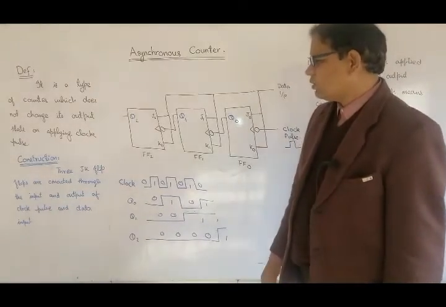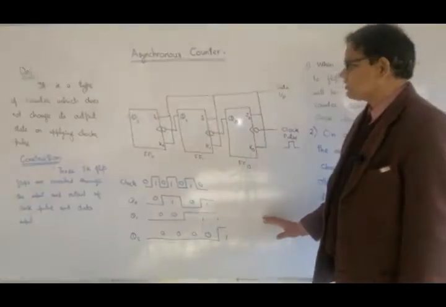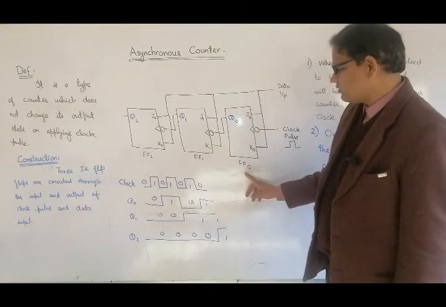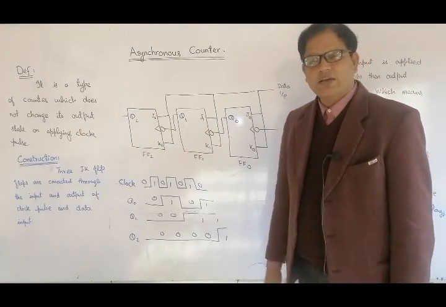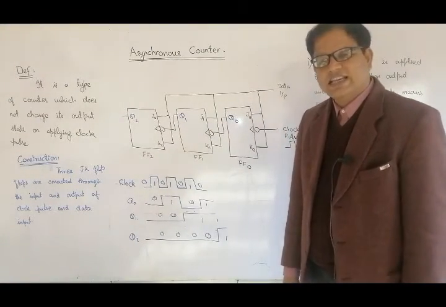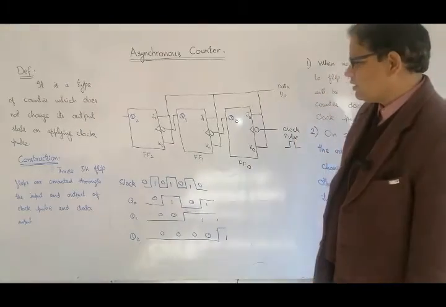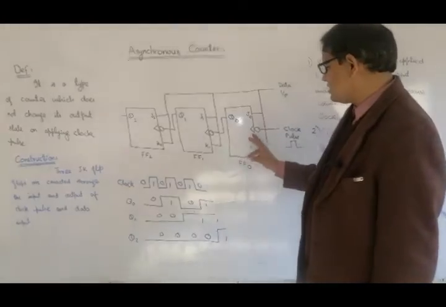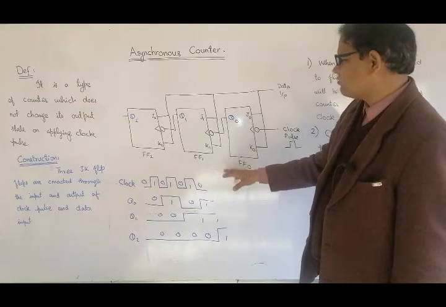What is the construction now? We will shortly come to the construction of the asynchronous counter. Here is flip-flop 0, flip-flop 1, flip-flop 2. I have used three JK flip-flops here. In counters we use JK flip-flops due to their very useful toggle behavior. And this type of counter is basically a 3-bit counter.